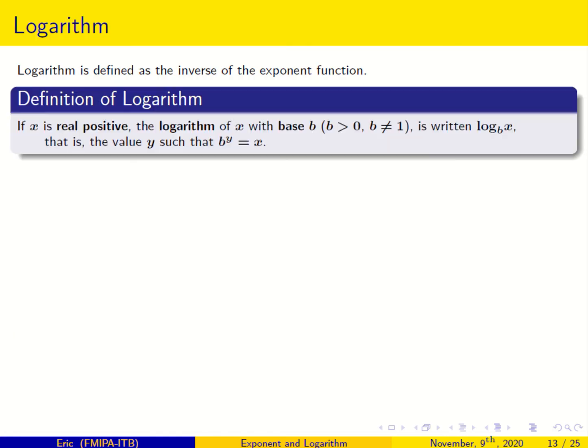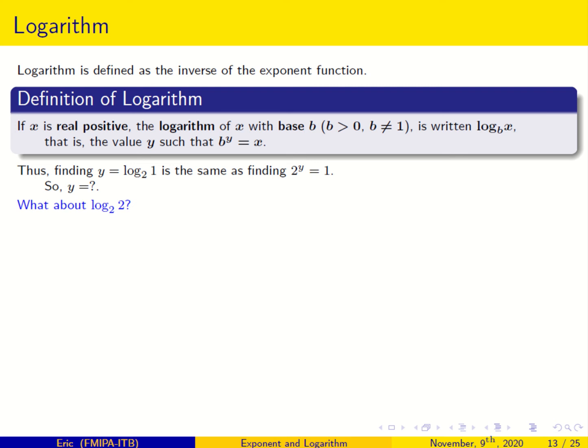So if x is real positive, the logarithm of x with base b, where b is greater than 0 and b is not 1, is written log x with base b. That is the value y such that b to the y equals x. So we want to find what log 1 with base 2 is. It is the same as finding 2 to the power of y equals 1. So y should be 0, so log 1 with base 2 is 0.